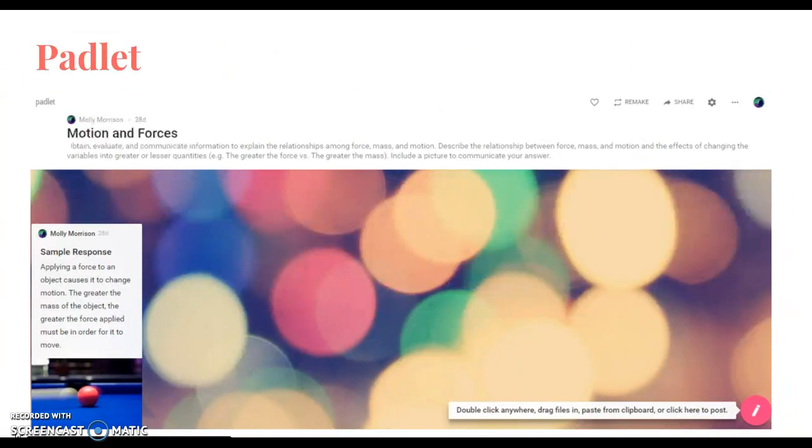Once students obtain their information, they will communicate using a Padlet the relationship between force, mass, and motion, and the effects of changing the variables into greater or lesser quantities. Students will explain the changes and include a picture that would help communicate their answer.